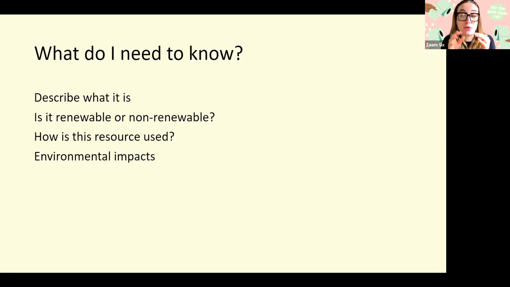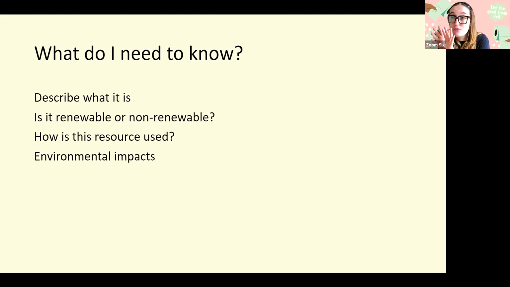The things that you need to know, and I've taken this exactly from the exam board: describe what it is. So do you actually know how to describe what a fossil fuel is? That's the first thing you'll need to be able to do for all of the resources. You'll need to be able to tell me whether it's renewable or non-renewable. You also need to be able to say, how is it used? Okay, so is it used in a power plant? Is it just used to turn a turbine there and then? And lastly, you need to think about the disadvantages. So what are the environmental impacts?